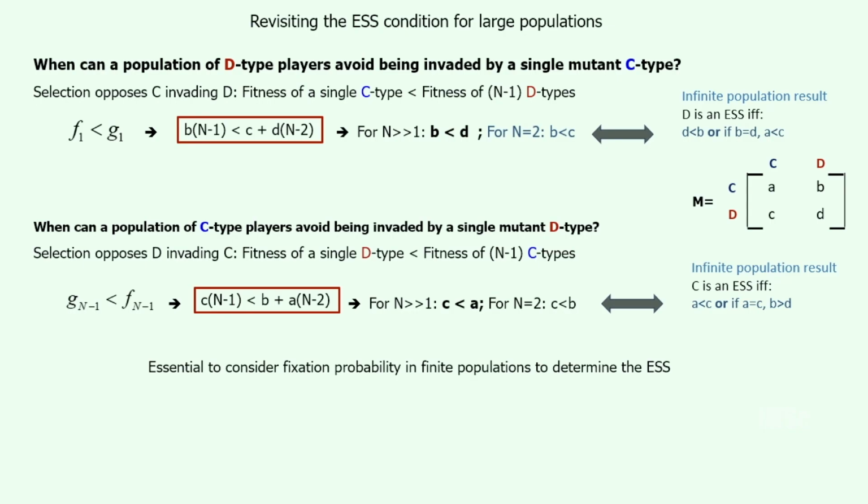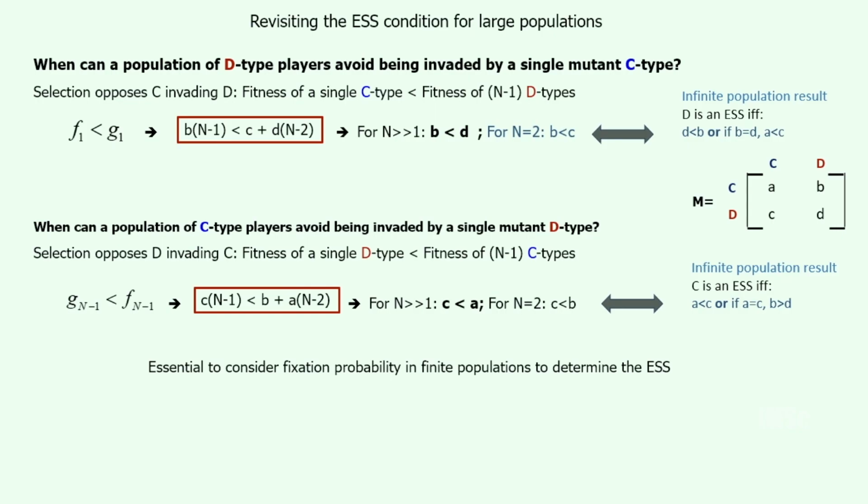But for finite populations, the results change a bit. This is just a glimpse of the results which I am going to obtain. So how did I get the ESS condition to begin with?